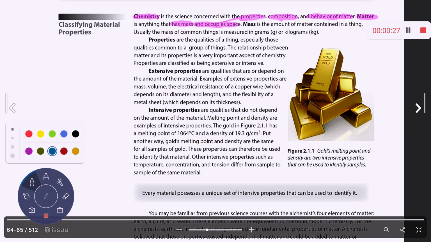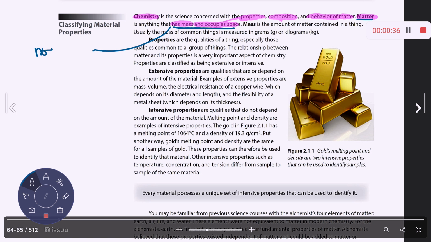So I would make a note of things that's not thick enough. That's better. I would make note of things that are not matter.